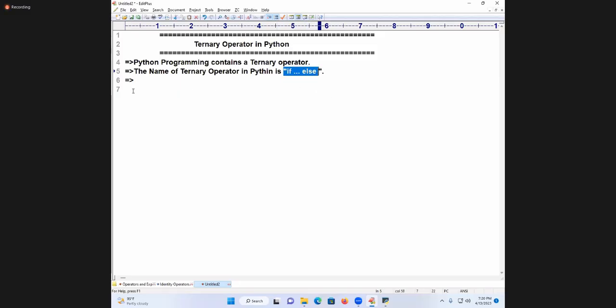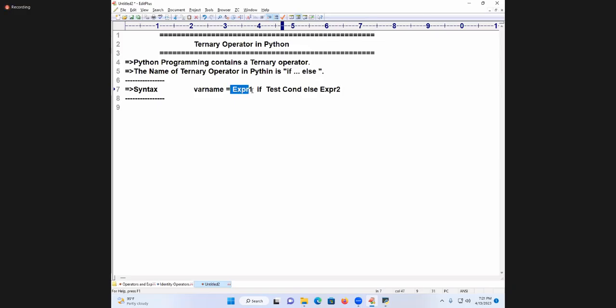Now I'm going to talk about syntax. What is the syntax here? You observe it. Variable name is equal to, first time you are coming across, I am writing here expression one, if test condition, else expression two.